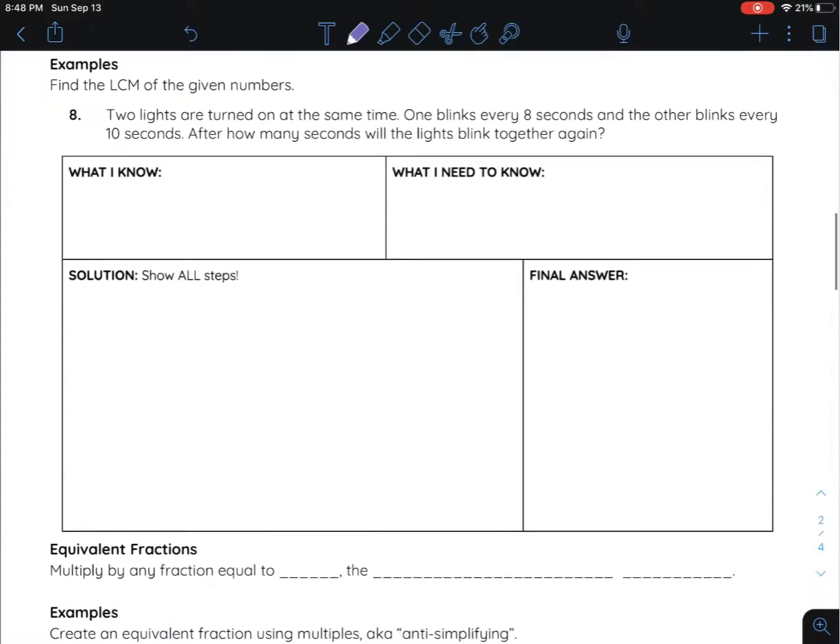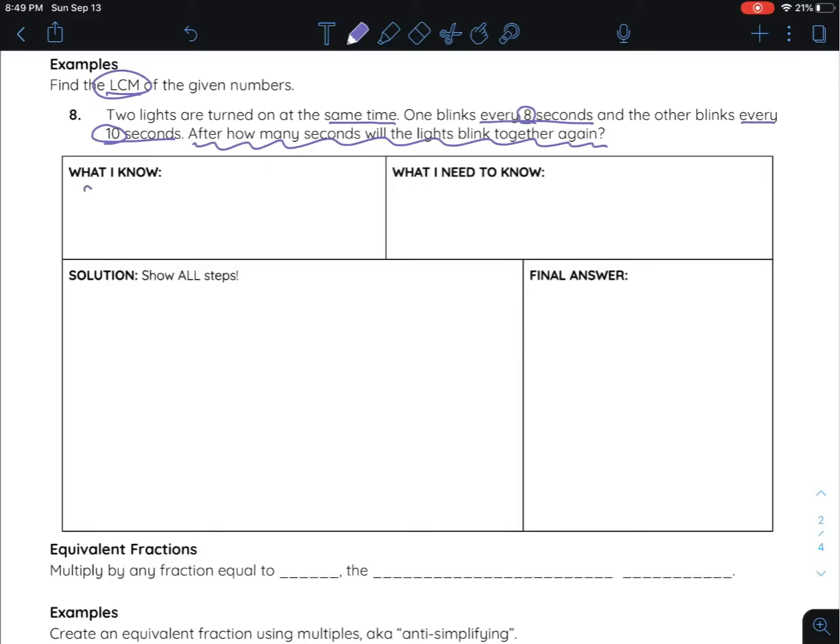Okay, let's try a word problem. We're going to find the LCM. 2 lights are turned on at the same time. One of them blinks every 8 seconds and the other one every 10 seconds. After how many seconds will they blink together again. Remember, we're squiggly underlining the question, and then I'm circling numbers and underlining keywords.